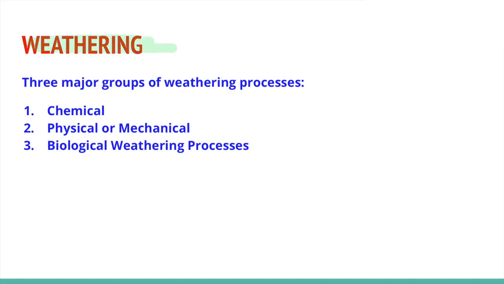So what is weathering? Weathering is the action of elements of weather and climate over the earth materials. There are a number of processes within weathering which act either individually or together to affect the earth's material in order to reduce them to a fragmental state. There are three major groups of weathering process: chemical weathering, physical or mechanical weathering, and biological weathering process.